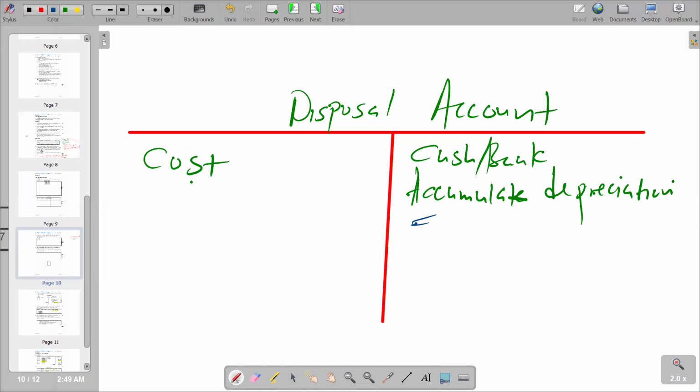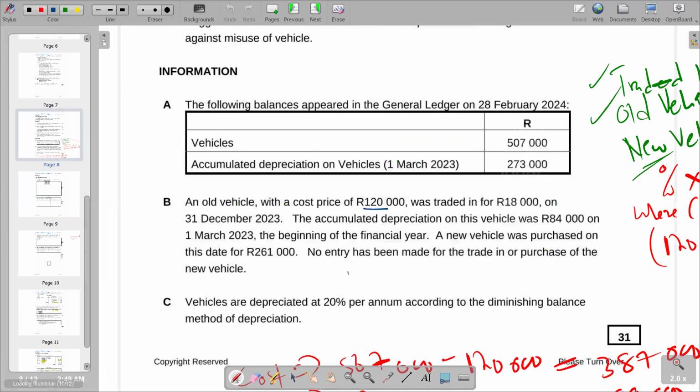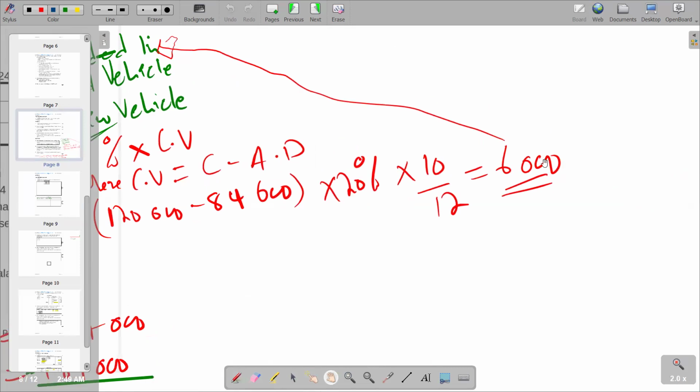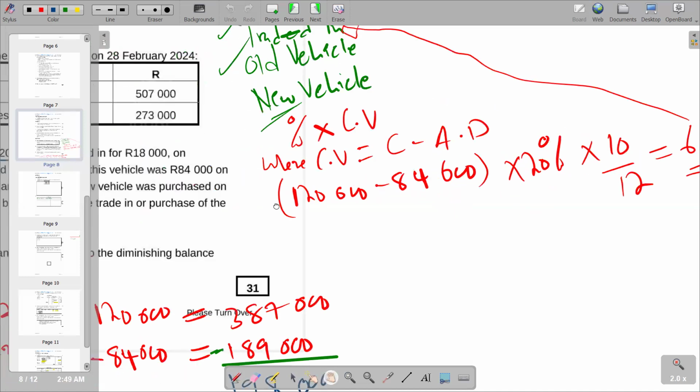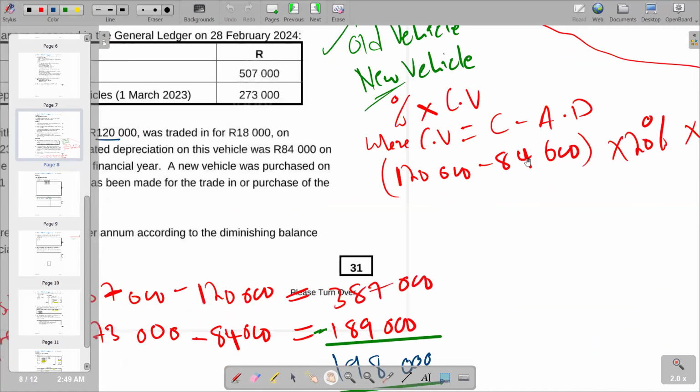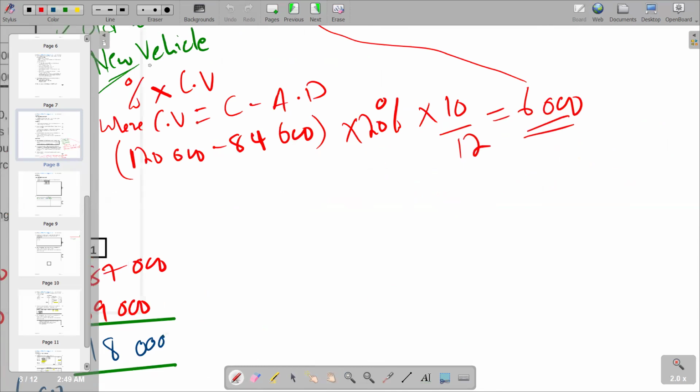Then from there, we can find the accumulated depreciation. According to the calculation we made on that asset, the depreciation for the current period was 6,000, plus the accumulated depreciation at the beginning of the year, which is 84,000. The accumulated depreciation on this vehicle was 84,000 on 1 March 2023, the beginning of the financial year. Then 84,000 plus 6,000 for this year, you get a total of 90,000.